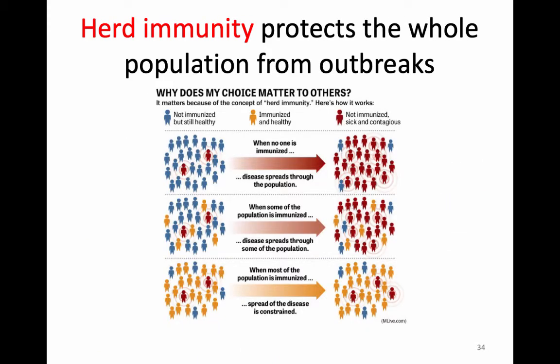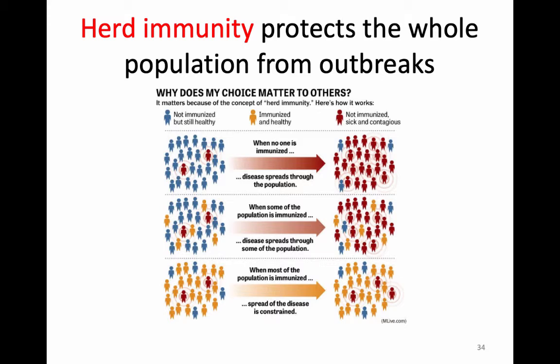Vaccinations are crucially important for establishment of something called herd immunity. This is the idea that if a critical number of people in the population are vaccinated and protected against a disease, diseases cannot spread through the population easily and cannot spread to vulnerable individuals in the population like young children and very old adults.